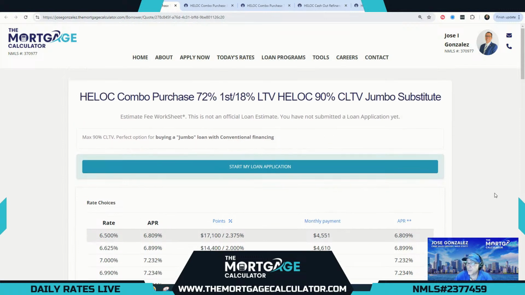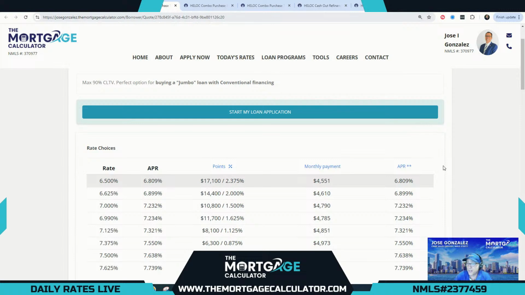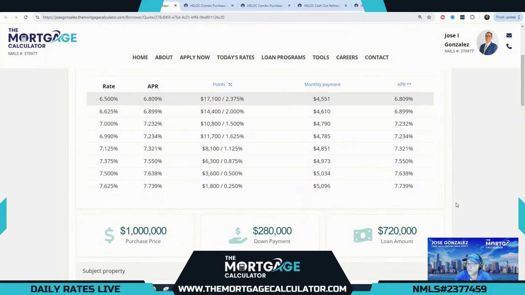this option. So in this scenario, the borrowers are purchasing a $1 million property. They are financing it with a first mortgage of $720,000 and a HELOC of $180,000. So the rate of 7.625 is our lowest cost option, costing a quarter point. You can buy that down to 6.5%, costing 2.375 points.